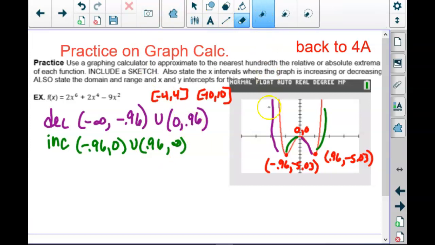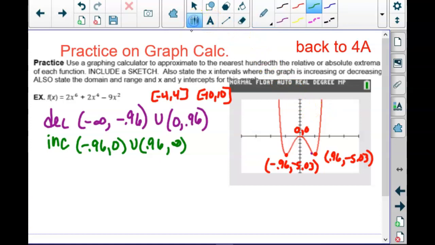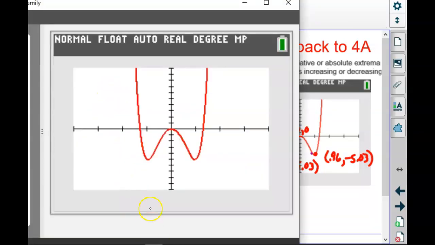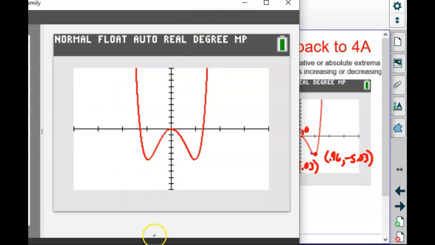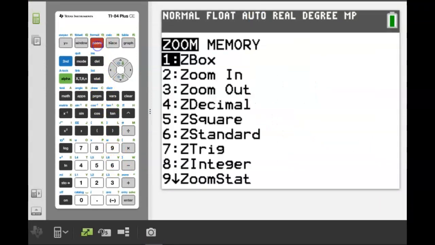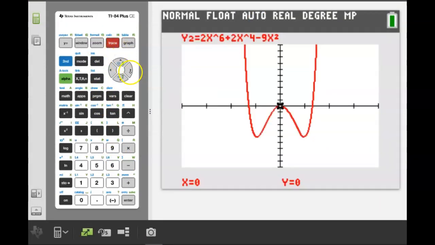Now, I shouldn't have scribbled on my graph so much because I want to talk about concavity. Okay. Concavity does not use maxes and mins. It uses inflection points. So I'm going to go back to my calculator, and I'm going to trace along and try to figure out where I think the inflection point is. And I'm just going to pick somewhere in here.